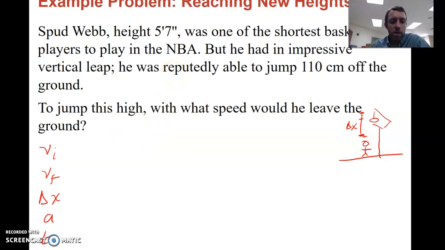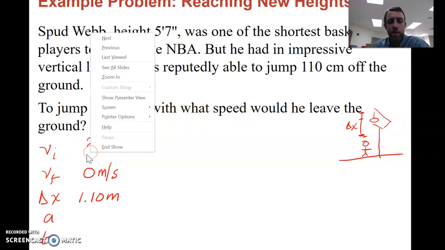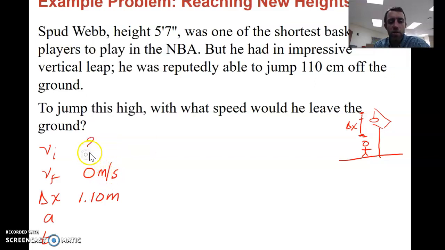The only number here is 110 centimeters. Now that's a distance or a displacement, and if you were going to guess, that would be a good guess to put that in right there. We're going to convert that to meters. Now when you jump, at your highest point, how fast are you going? Think about that. As you jump up in the air, you slow down the whole way. So your final velocity is actually 0. And the final question: with what speed would he have to leave the ground? That means you were trying to find out the initial velocity.